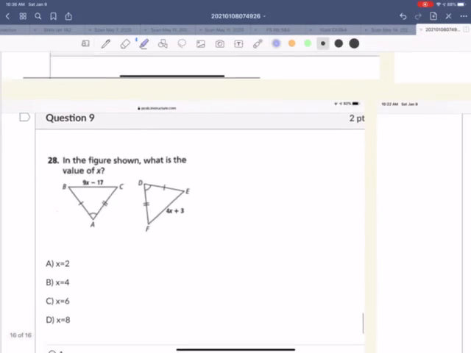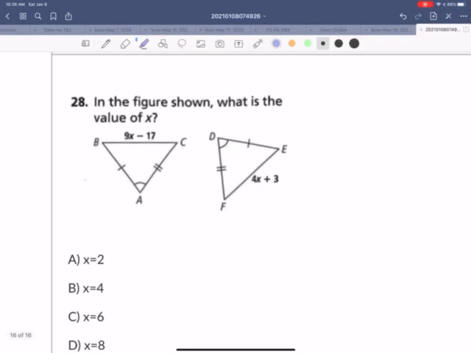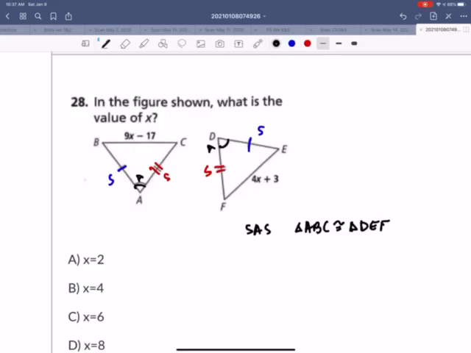Question number 9, in the figure, what is X? Okay, so I have a side that matches, a second side that matches, and an angle that matches. And the angle that I know about is trapped between the two sides. So the side angle side triangle congruence theorem states that this triangle, ABC, should be congruent to DEF, which means its corresponding parts should be congruent.